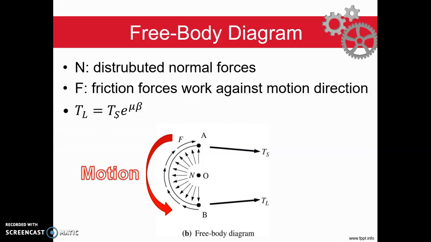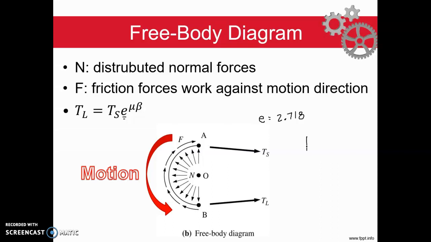So TL is equal to TS times e to the power of mu beta. This e is not another variable. This is actually a constant. This is Euler's constant. e is approximately equal to 2.718. So it's kind of like how pi is equal to 3.14. Pi is always equal to 3.14. e is always equal to 2.718. And this can be found on your calculator.